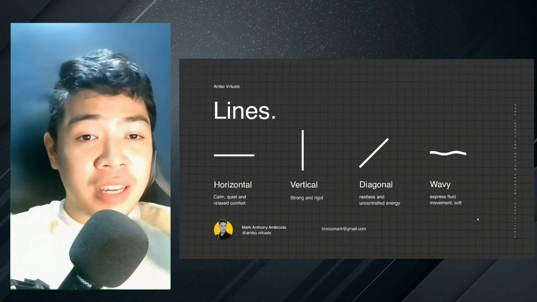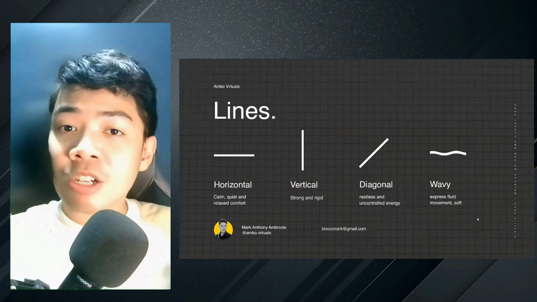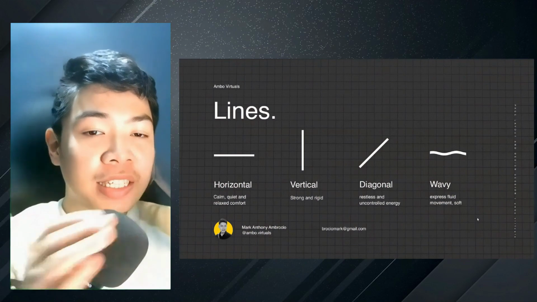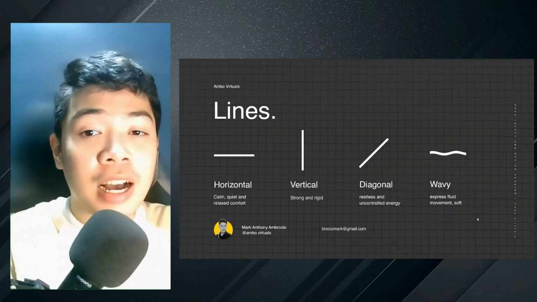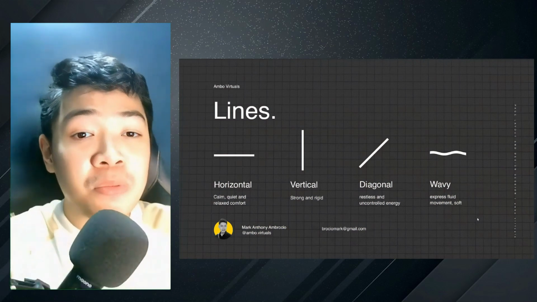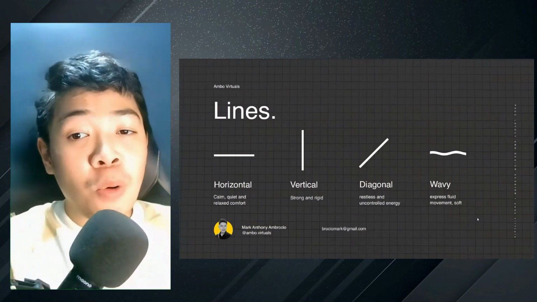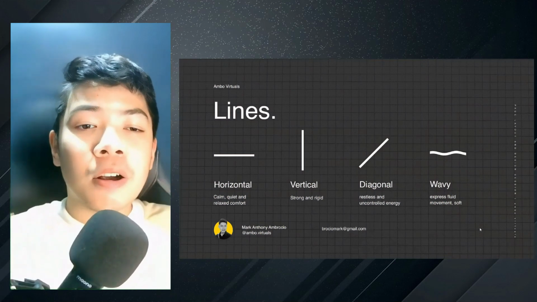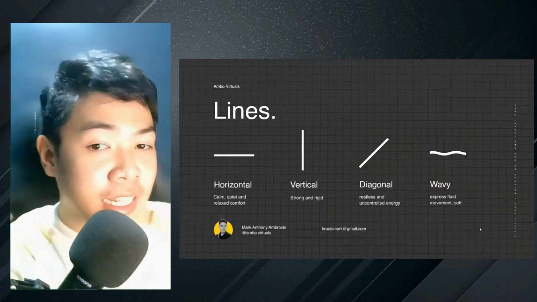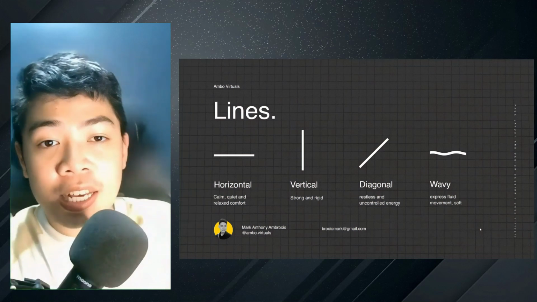Moving on to diagonal lines, they say that diagonal lines are restless and uncontrolled energy. Unlike the stability of horizontal and vertical lines, diagonal lines create a sense of dynamic movement and tension. Picture a winding mountain road or the bold slash of a lightning bolt across the sky. Diagonal lines add excitement and drama to a design, injecting a sense of urgency and action.